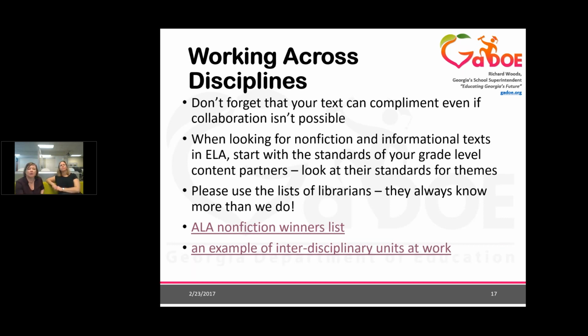The other thing is to remember that when you're looking for nonfiction and informational text to use in an ELA classroom, do start with the standards of your grade level content partners. Their standards will provide some themes so that if you're choosing between two texts that you've really wanted to teach and one has a theme that's really going to tie to what they're doing in science, you might choose the text that has the better tie to their other courses.